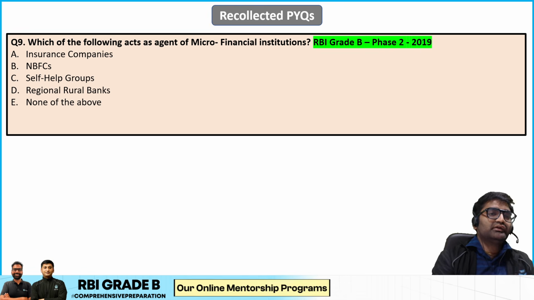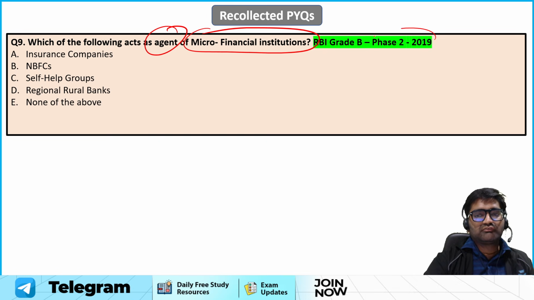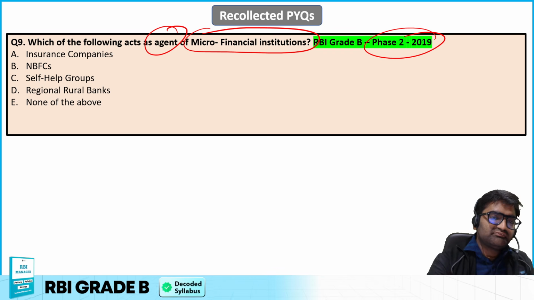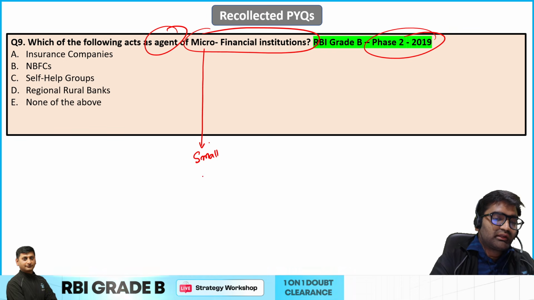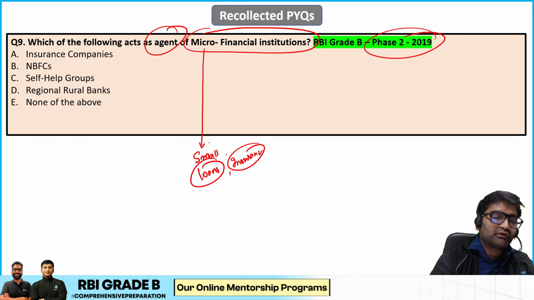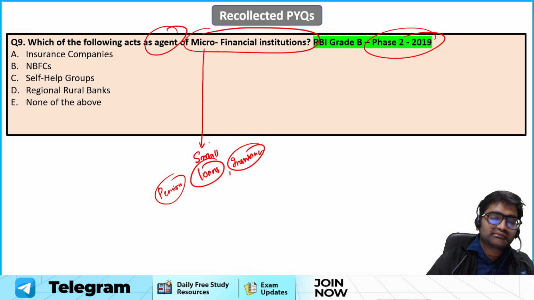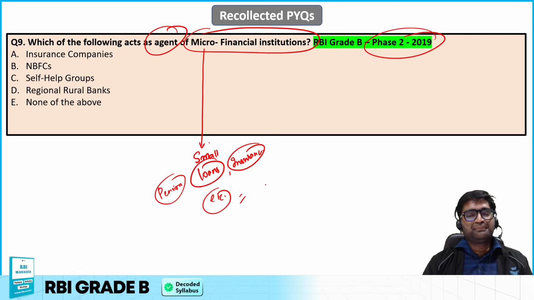Now moving ahead, which of the following acts as an agent of microfinance institutions? This is also an RBI Grade B Phase 2 2019 question. So microfinance institutions, the name itself says finance is being provided which is micro in nature. Micro in the sense small loans are provided. Not just loans, small insurance policies are also opened. Not just that, small pension facilities, right? All the financial services are provided, not just limited to these. The financial services whose size is small.